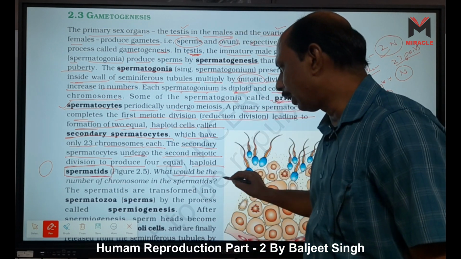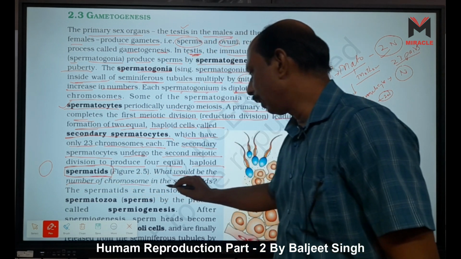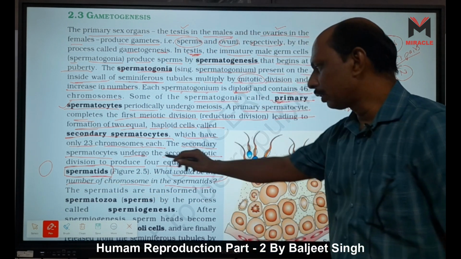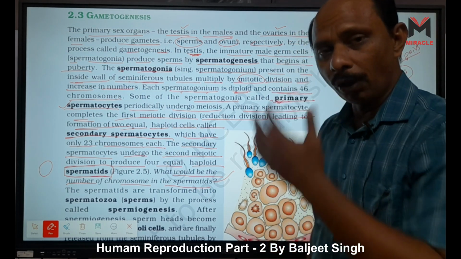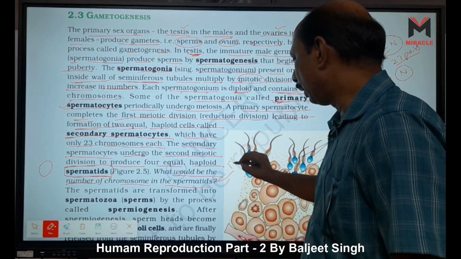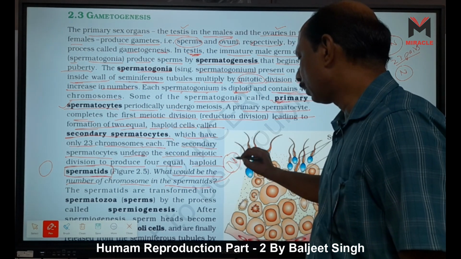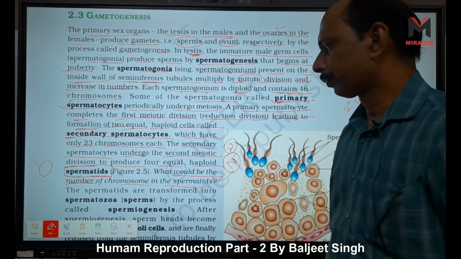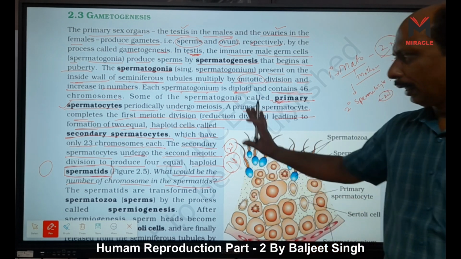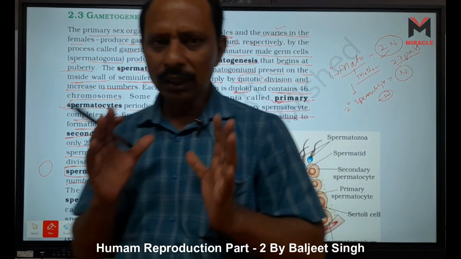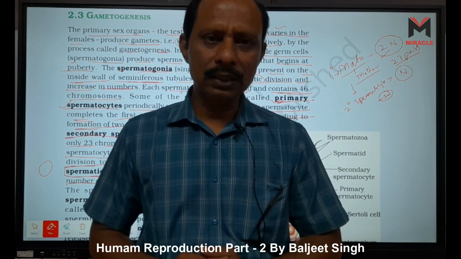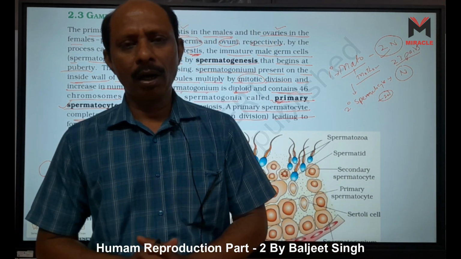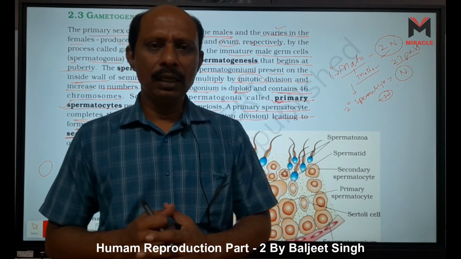What would be the number of chromosomes in the spermatid? Simply because they are formed after the second meiotic division, their number is n, haploid, meaning 23. From a single mother cell, 4 daughter cells are formed, and these 4 daughter cells have the haploid number of chromosomes. Each daughter cell has 23 chromosomes.